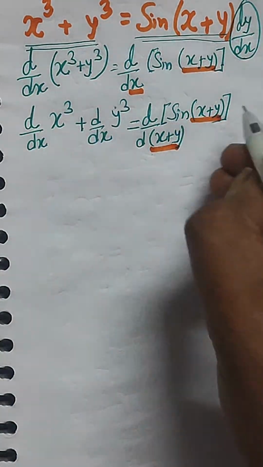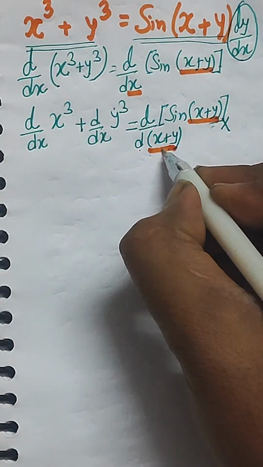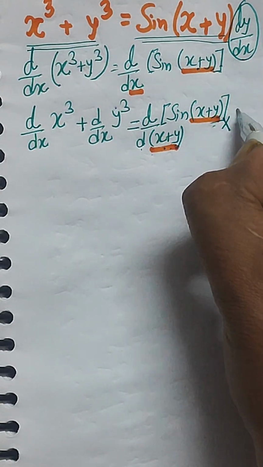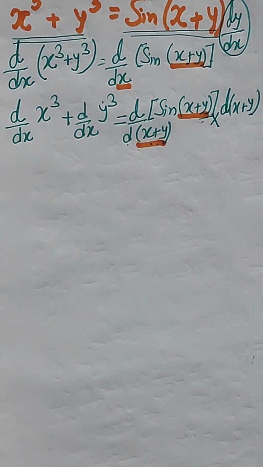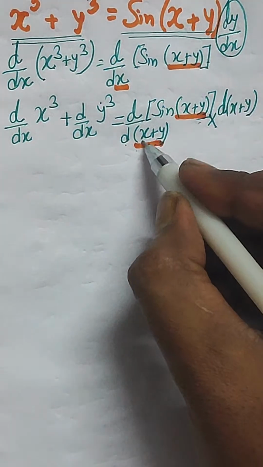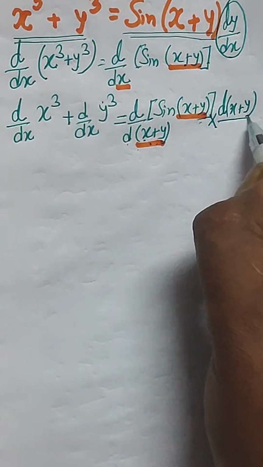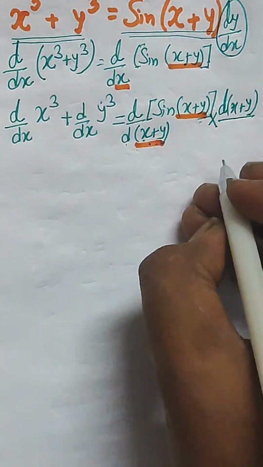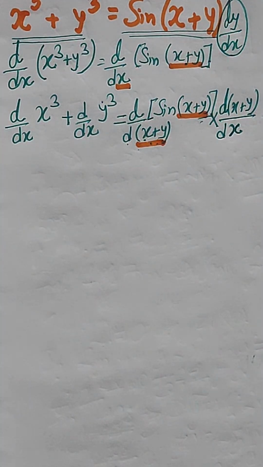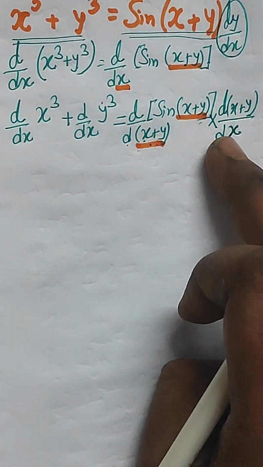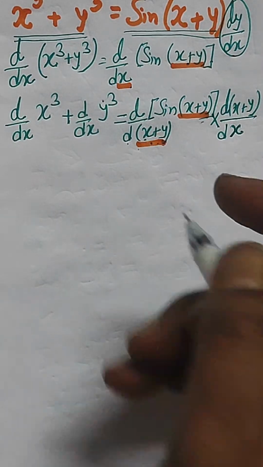Since we have inserted this into the denominator, we need to insert d of x plus y into the numerator also, so that the denominator and numerator cancel out. And here we already have d of x, so d of x will come here. We already discussed such questions on implicit function differentiation in the study session.